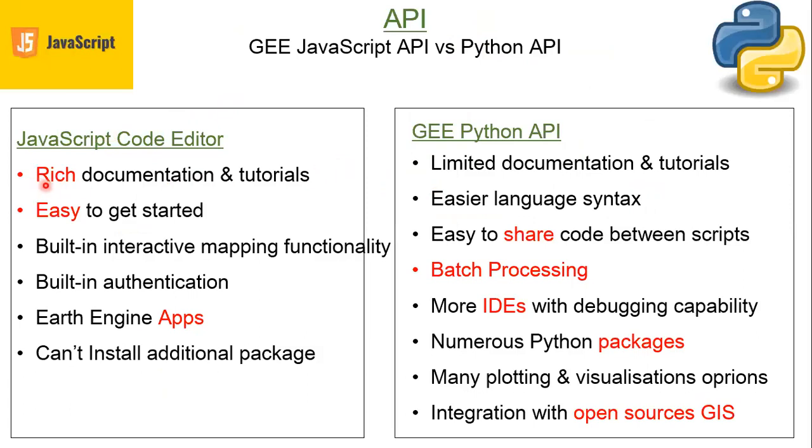First, JavaScript has rich documentation and tutorials. Google Earth Engine on their own website has good documentation available for JavaScript. But when it comes to Python, only limited documentation and tutorials are available from their official platform. Secondly, the JavaScript code editor is easy to get started with. That means you don't need to install anything, any library. You just log in to your account and it is easy to get started.